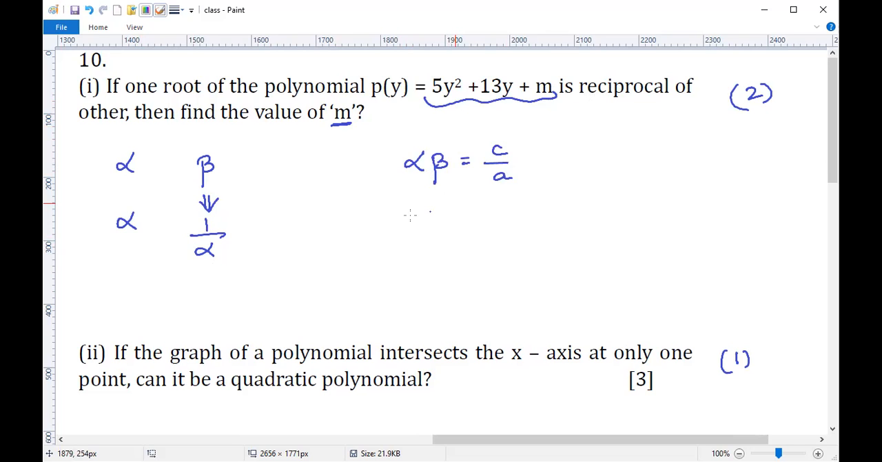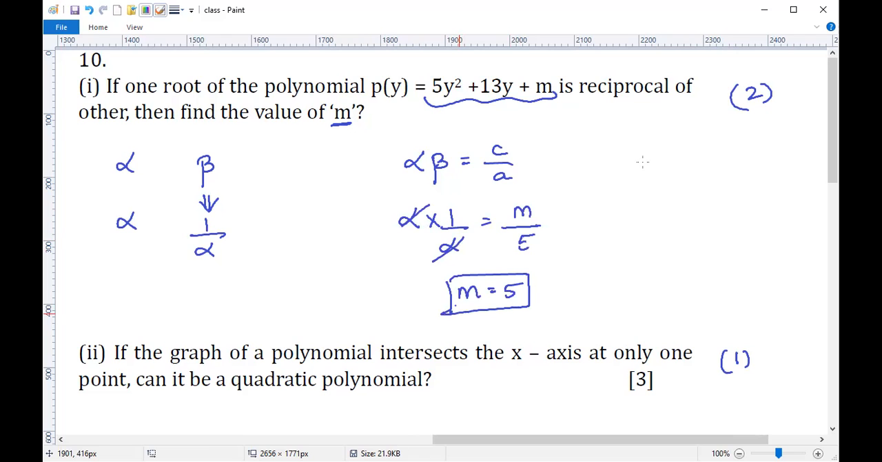What is alpha? Alpha. What is beta? 1 by alpha is equal to, what is C? M, divided by what is A? 5. Clear? So alpha and alpha cancel, and you will get m is equal to 5. So this is your answer.